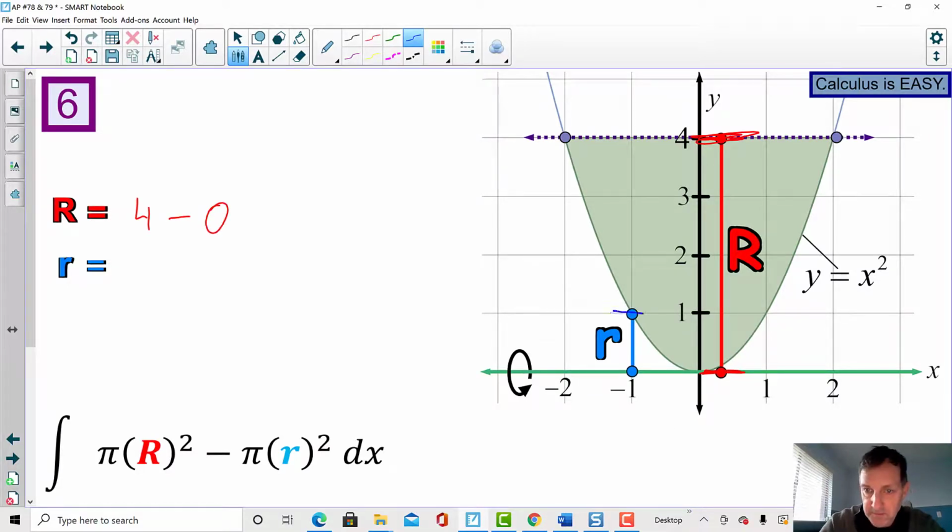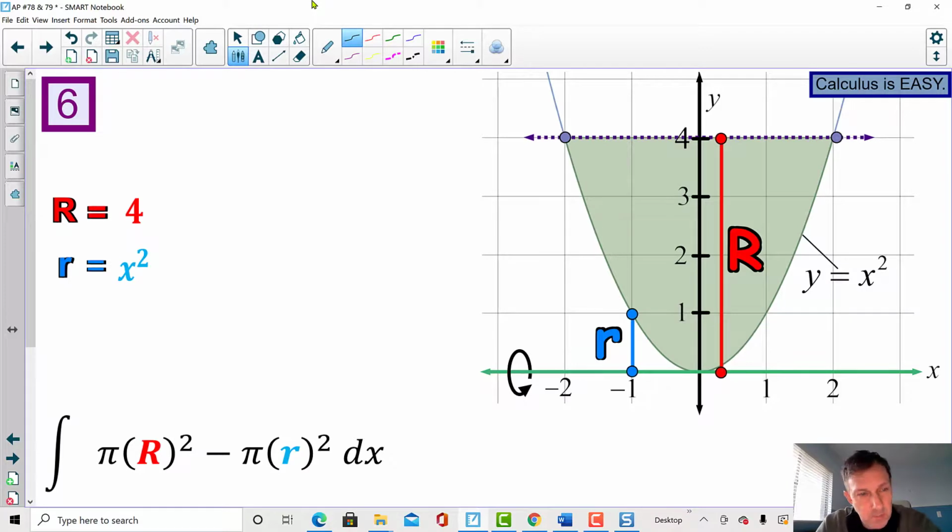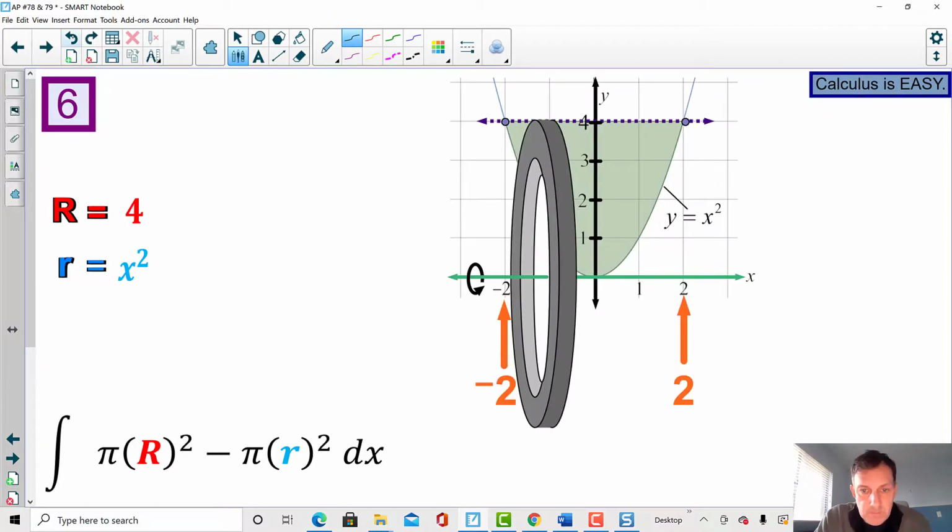For the little radius, the top minus the bottom is going to be x squared for the top, then minus, and then 0 for the bottom. Of course, we don't need these minus 0 pieces, so we can get rid of those. There we go. And now I'm going to go ahead and draw one of the washers so you can get an idea of the orientation. There it is. There's an example of one washer.